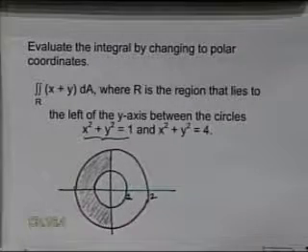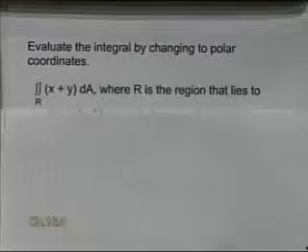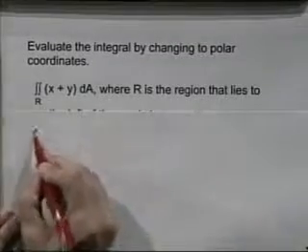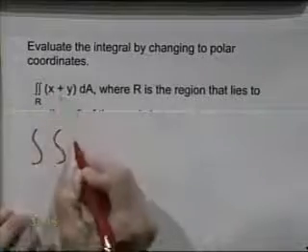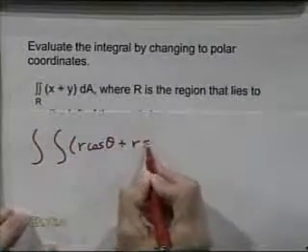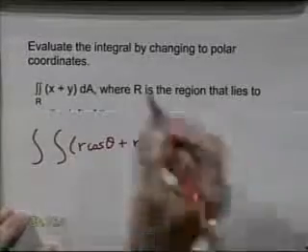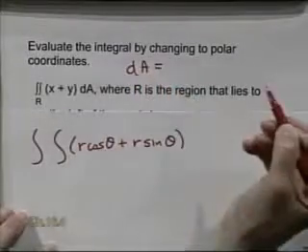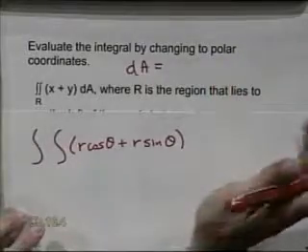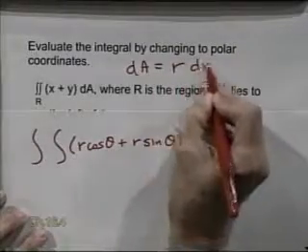So now I have to change my whole integration into r's and thetas. So I have integral. Where I see x, I replace it with r cosine theta. Where I see y, I replace it with r sine theta. And where I see dA, I replace it with, don't be telling me dr d theta. If you do that, you're going to bomb the test. It's r dr d theta.